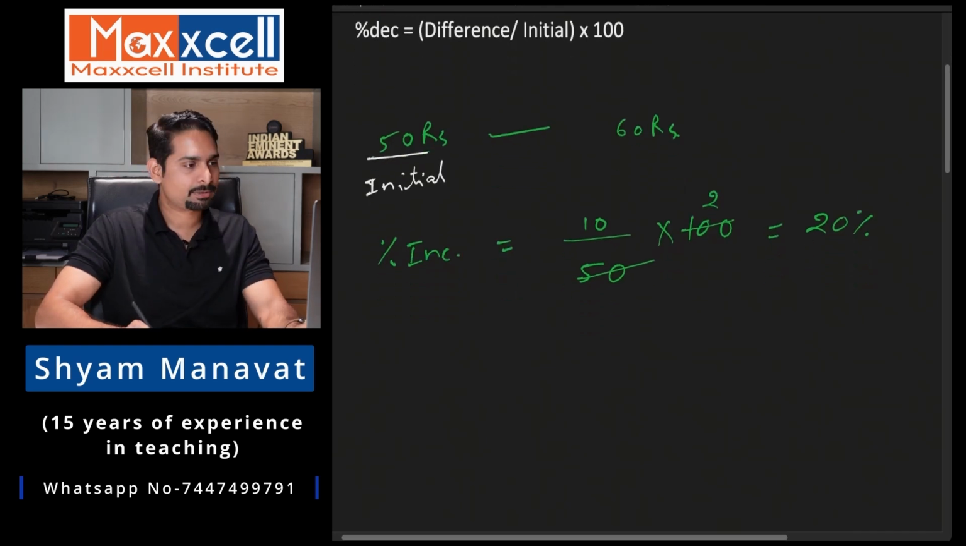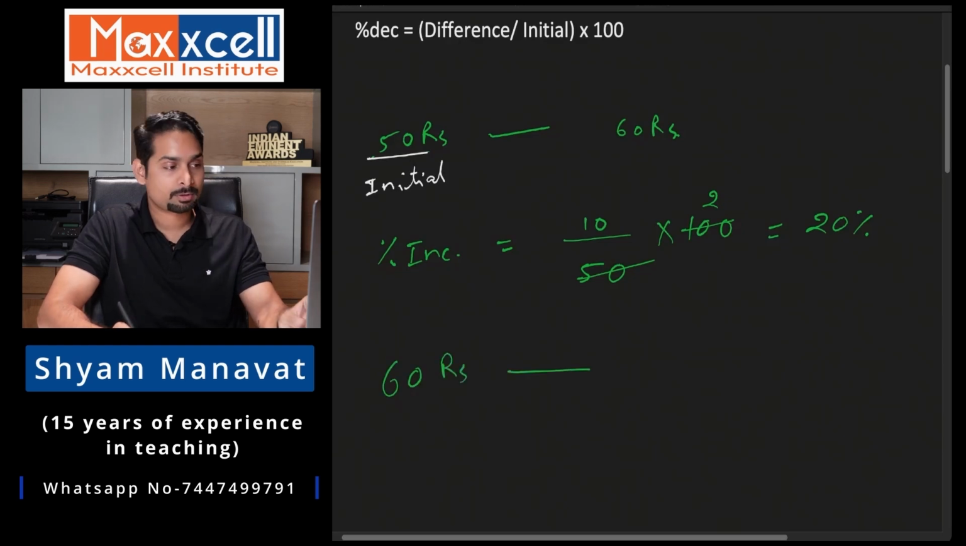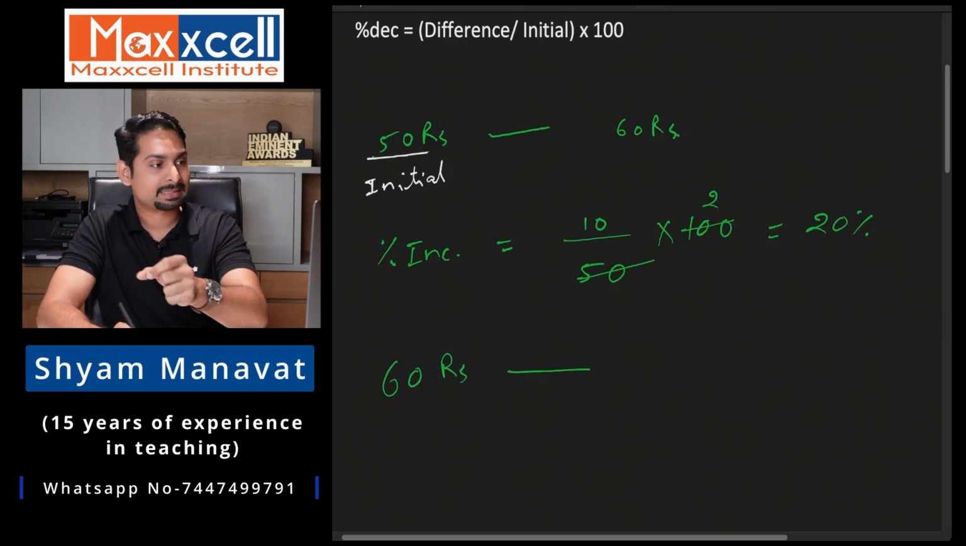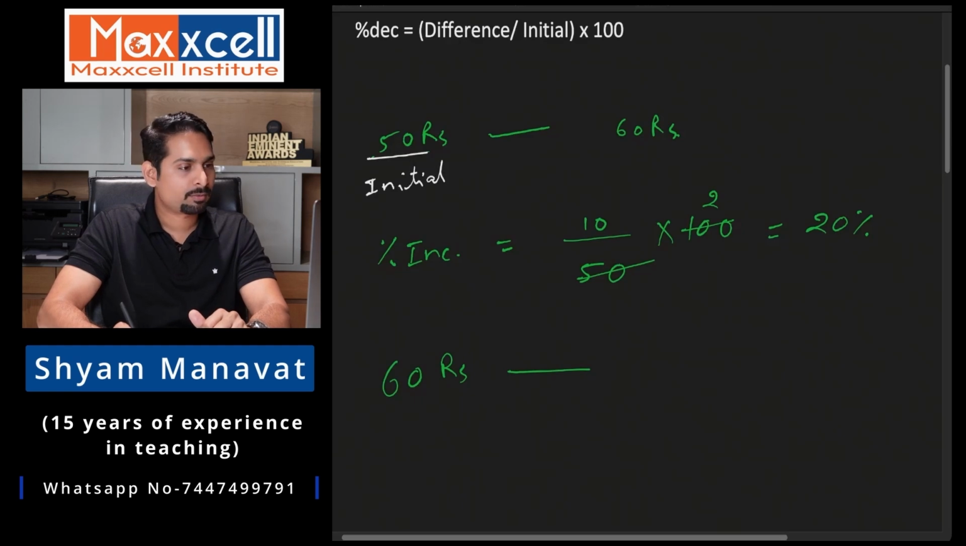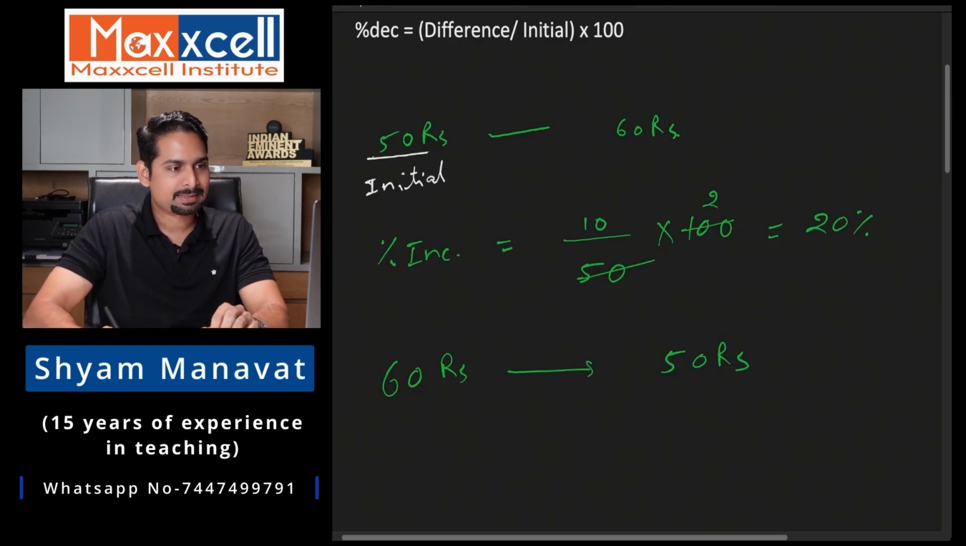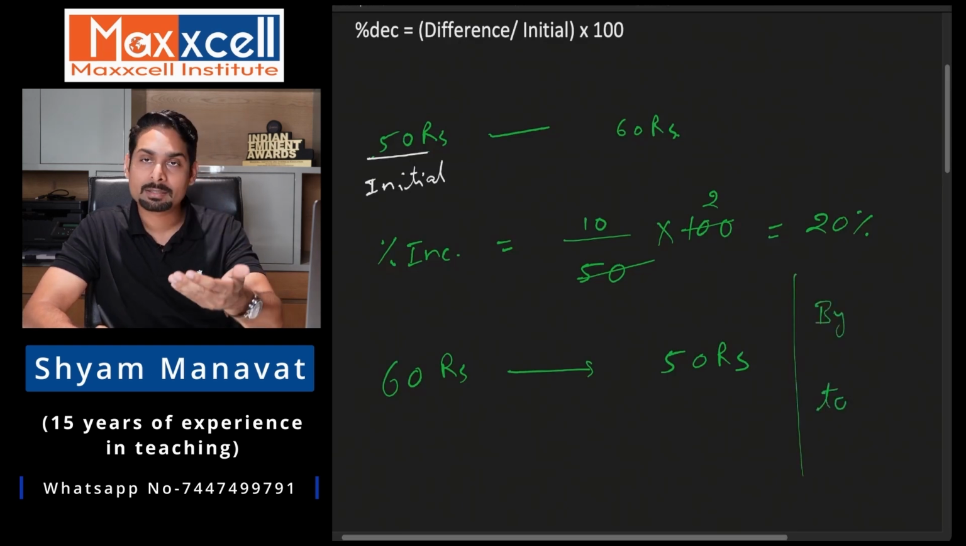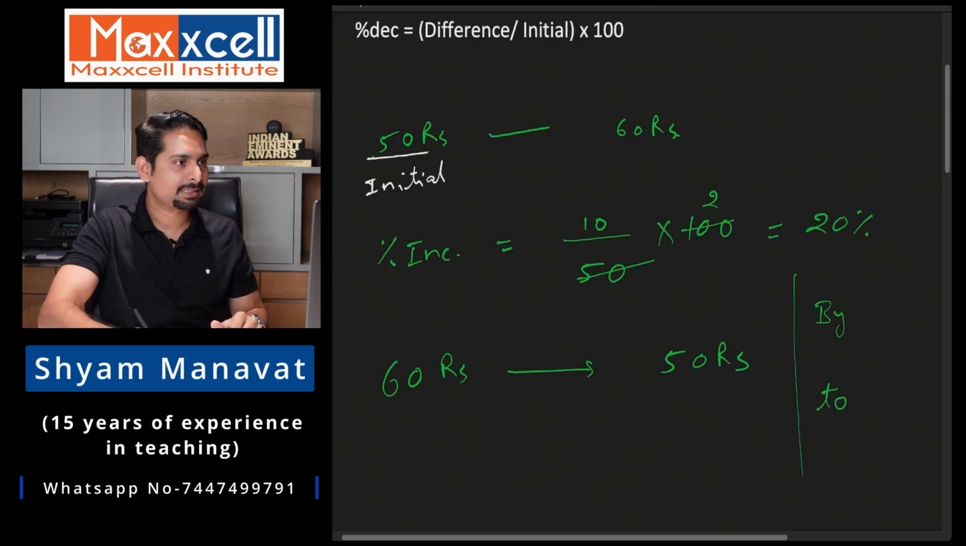Let's take an example. From this same question, if I continue from 60 rupees, now there is a good production of eggs, so the price decreases to 50 rupees. Price decreases to what? 50. By the way, this is a very interesting concept: decreases by and decreases to, increases by or increases to. These words are very important to understand.